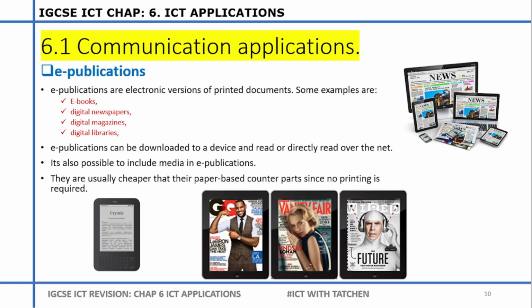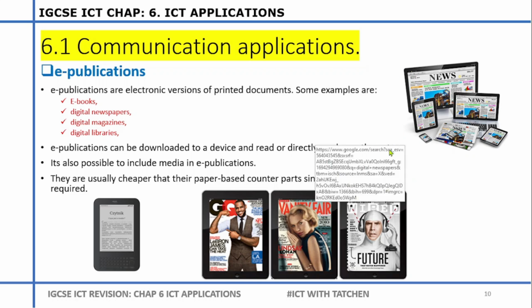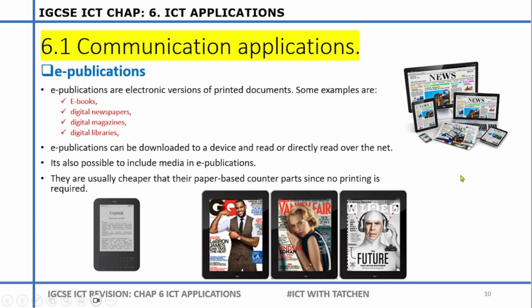Now, the next application we're looking at under communications is e-publications. When you talk about e-publication, the e stands for electronic. We'll have things like e-books, digital newspapers, digital magazines, and digital libraries. These are just pictures of them here. This is an e-book, someone reading maybe on a tablet. This is a digital magazine. These are ways of people communicating. When you're reading a book, somebody is communicating to you through that book.